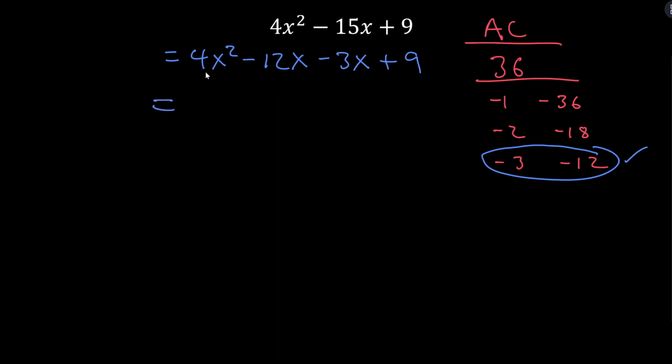Common factor, first two terms. Looks like 4x to me, right? Both share a 4, both share an x. What do I have left? X minus, what is that, 3? Awesome. What about these next two terms? Well, let's see. They both share a common factor of 3, and I think that's the greatest common factor. So I can take out a 3.